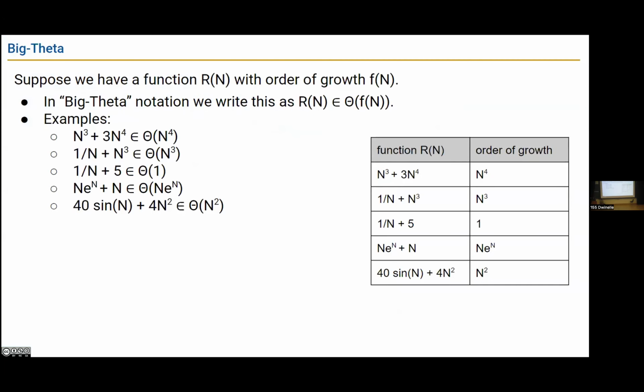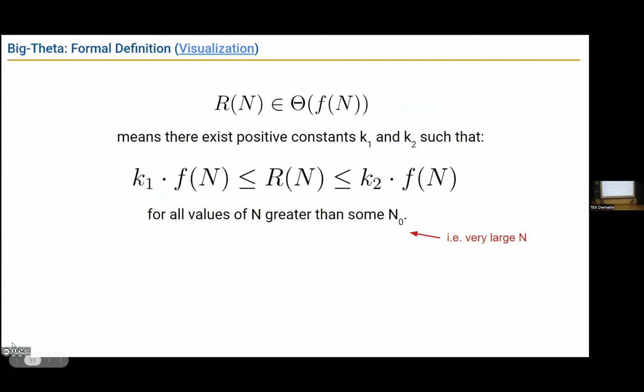So we're going to write this theta to signify what we're doing here. When I say n cubed plus 3n to the 4th is in theta of n to the 4th, what I'm saying is that the order of growth of n cubed plus 3n to the 4th is the same as the order of growth of n to the 4th. The formal definition is here. It's a mess of terminology. Let's just go through this one step at a time.